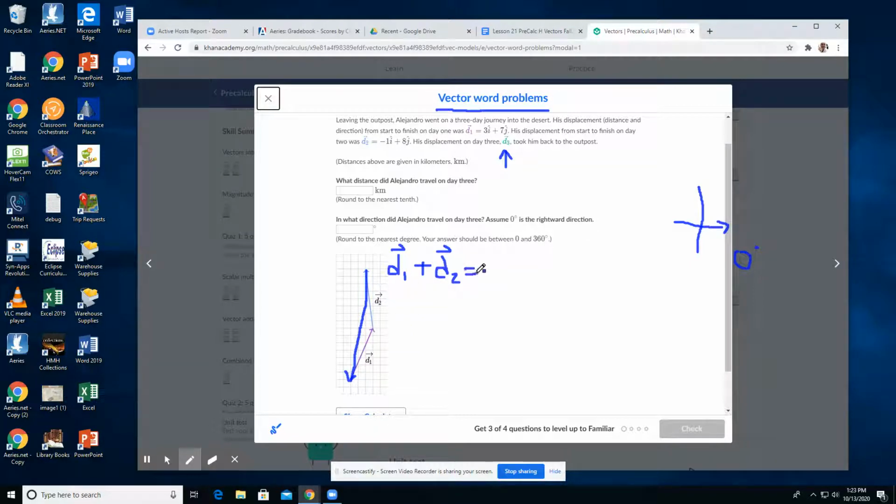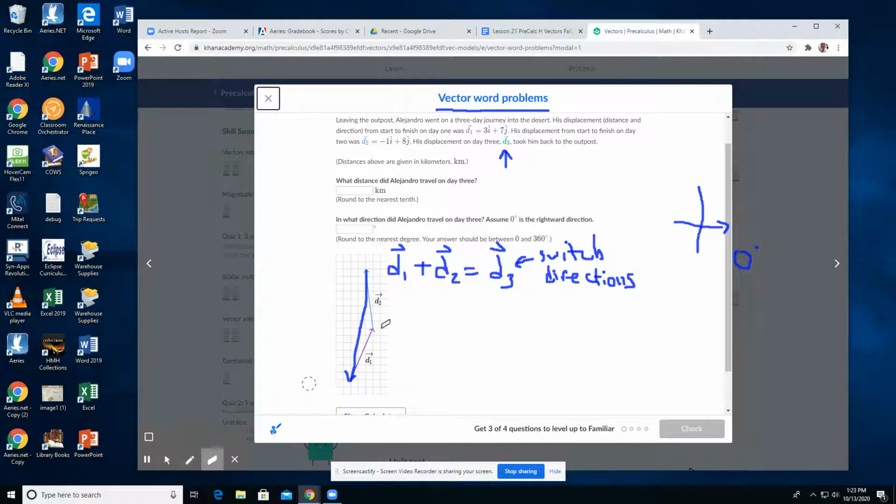So whatever that answer is for D3 here, whatever that vector answer is, I want to apply the negative to it. I want to switch directions on it. So I'm going to switch directions at the end, which is what they want. In what direction did Alejandro travel on day 3? Okay, so let's give our best shot at this.